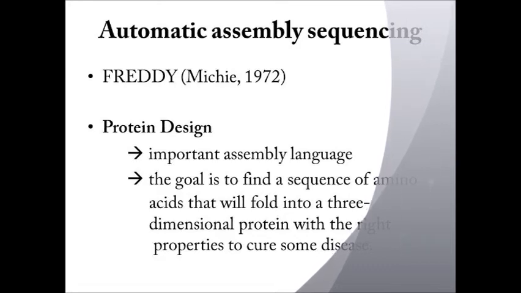It is a geometrical search problem closely related to robot navigation. Thus, the generation of legal successors is the expensive part of assembly sequencing. Any practical algorithm must avoid exploring all but a tiny fraction of the state space. Another important assembly problem is protein design, in which the goal is to find a sequence of amino acids that will fold into a three-dimensional protein with the right properties to cure some disease.